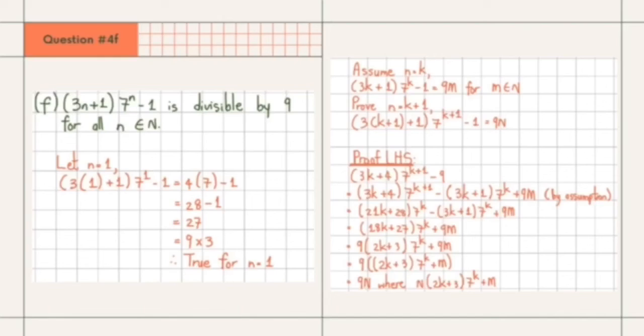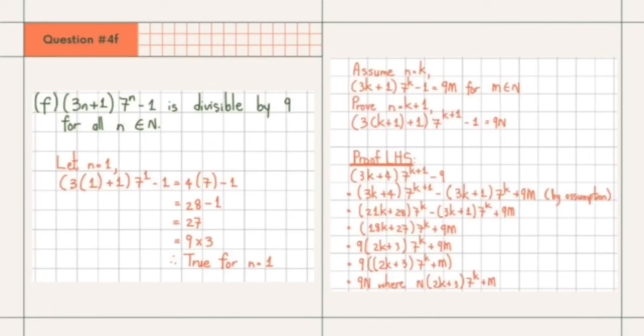Now we assume that n equals k. (3k plus 1) times 7^k minus 1 equals 9m for m belongs to N. We now prove n equals k plus 1. So we substitute k plus 1 into the equation. So we will get 9n.